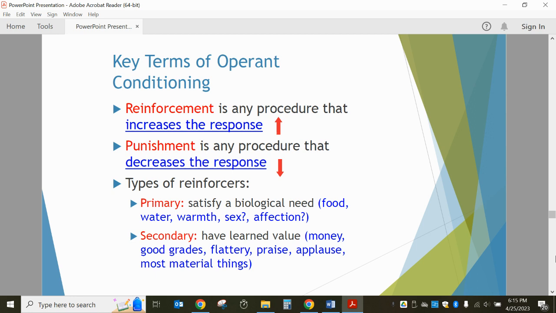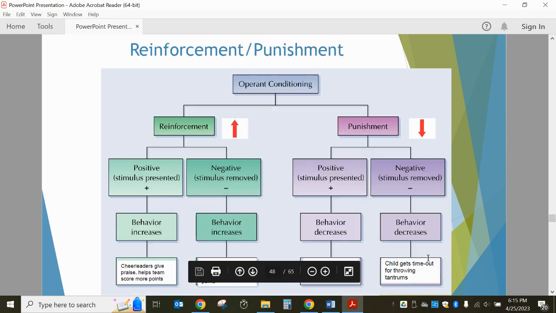So some key terms here. Reinforcement is anything that increases a response. Punishment is anything that decreases the response. And we have different types of reinforcers. A primary reinforcer satisfies a biological need. A secondary reinforcer is something that has a learned value, like money and praise.